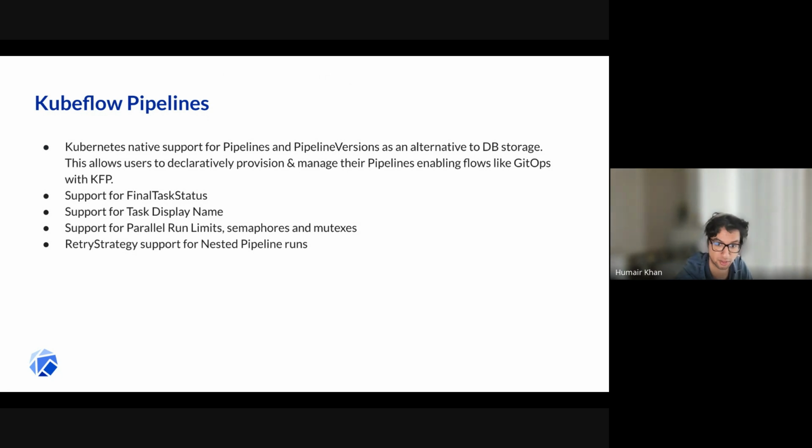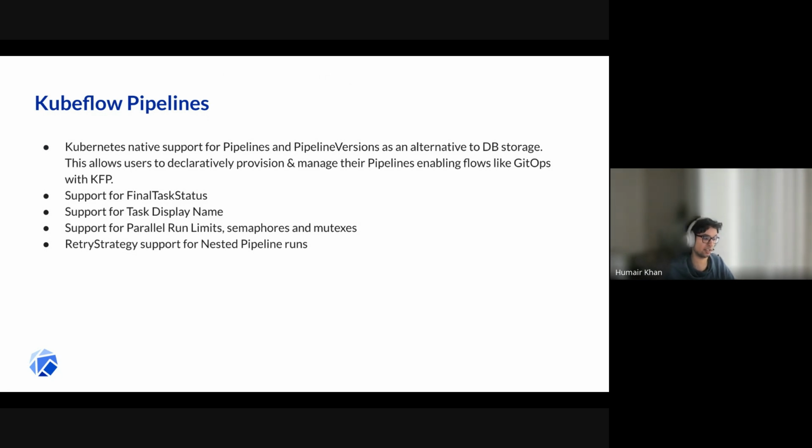The bigger feature that we're pretty excited about is Kubernetes-native support for pipelines and pipeline versions in Kubeflow Pipelines. What this allows is users to declaratively provision and manage their pipelines, which will allow people to use GitOps tools like Argo CD to manage their pipelines and pipeline versions. The alternative today by default is the database, where we store the pipeline versions. So this will instead utilize the etcd store.